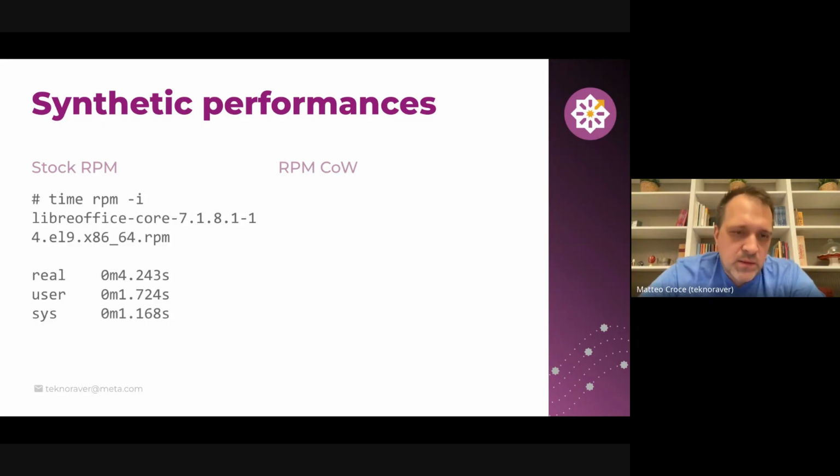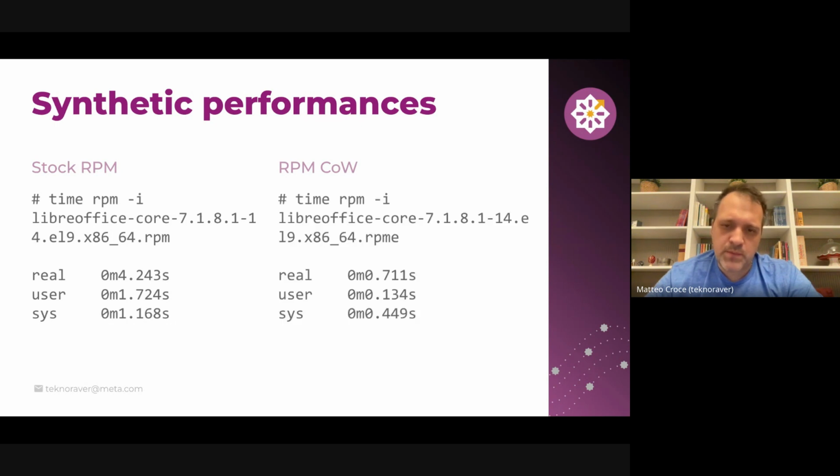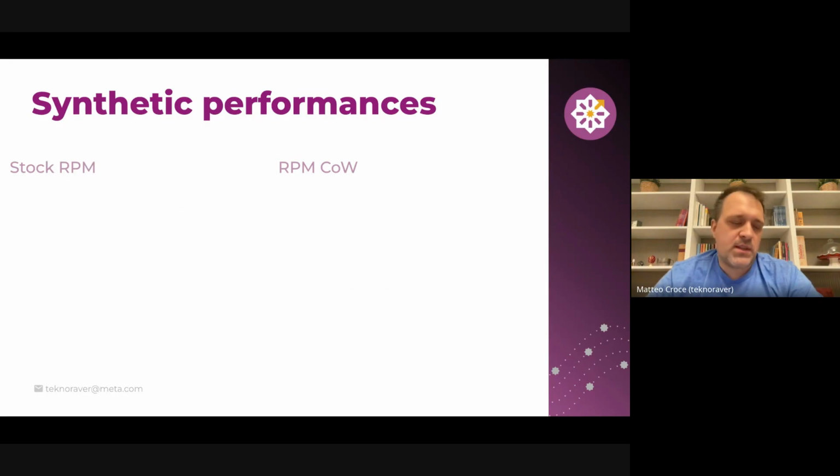For example, I tried to install LibreOffice Core with the stock RPM, and on my desktop computer, it needed 4 seconds and something to install the package. While with RPM cow, it needed 700 milliseconds to install the same package from the extent file. This is just a time comparison.